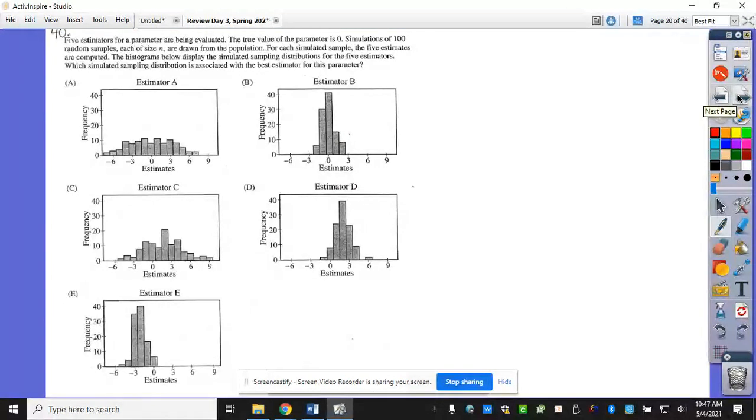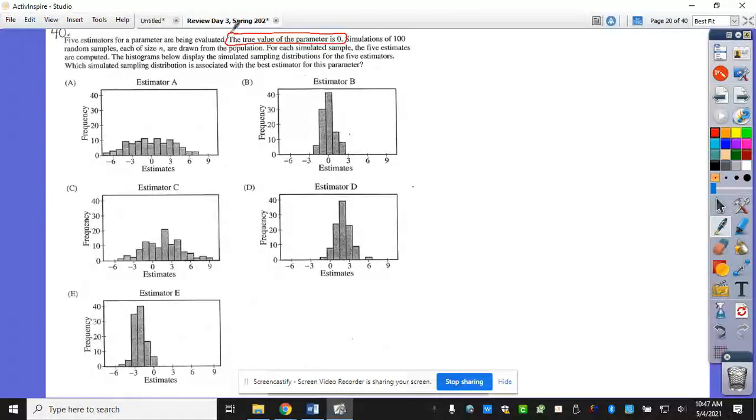All right, number 40. Maybe a little bit surprised that this was the 20th, this question. But it's not a perfect answer, but there's definitely a best answer. Where different estimators for a parameter are being evaluated, the true value of the parameter is 0. So we're going to be doing simulations, and we want to know which one is the best.